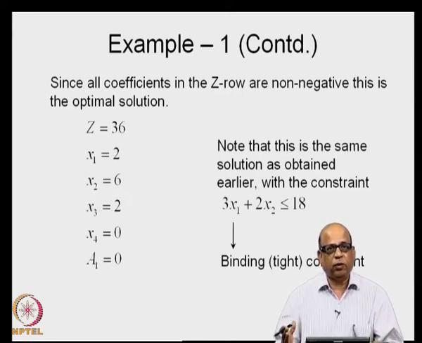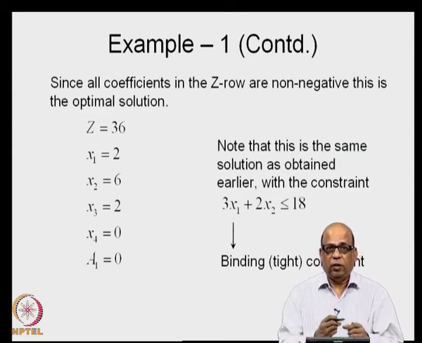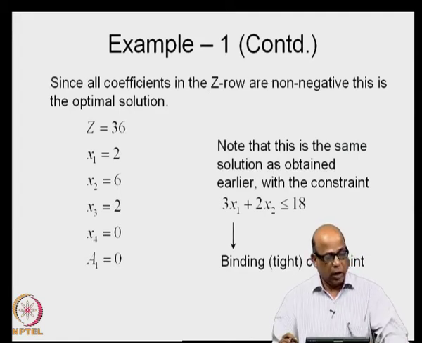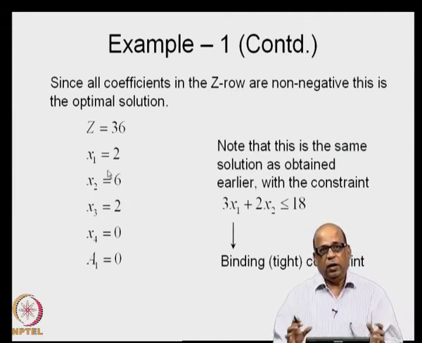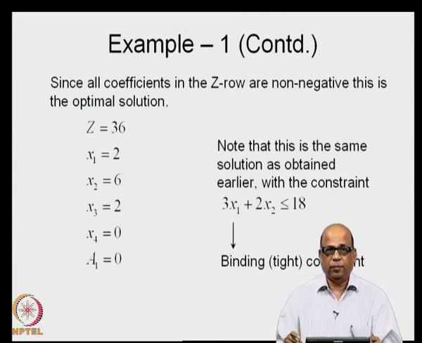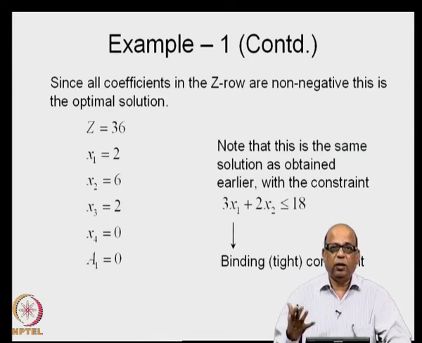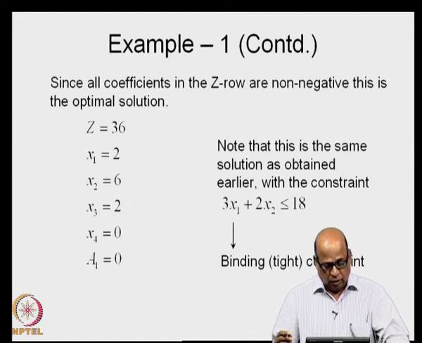But right now, you just keep in mind that the constraints which are stretched to the full extent in the final optimal solution are called tight constraints or binding constraints. The constraints which were not completely stretched in the optimal solution are called slack or loose constraints. So, typically there will be some binding constraints, there will be some loose constraints and so on. All right.